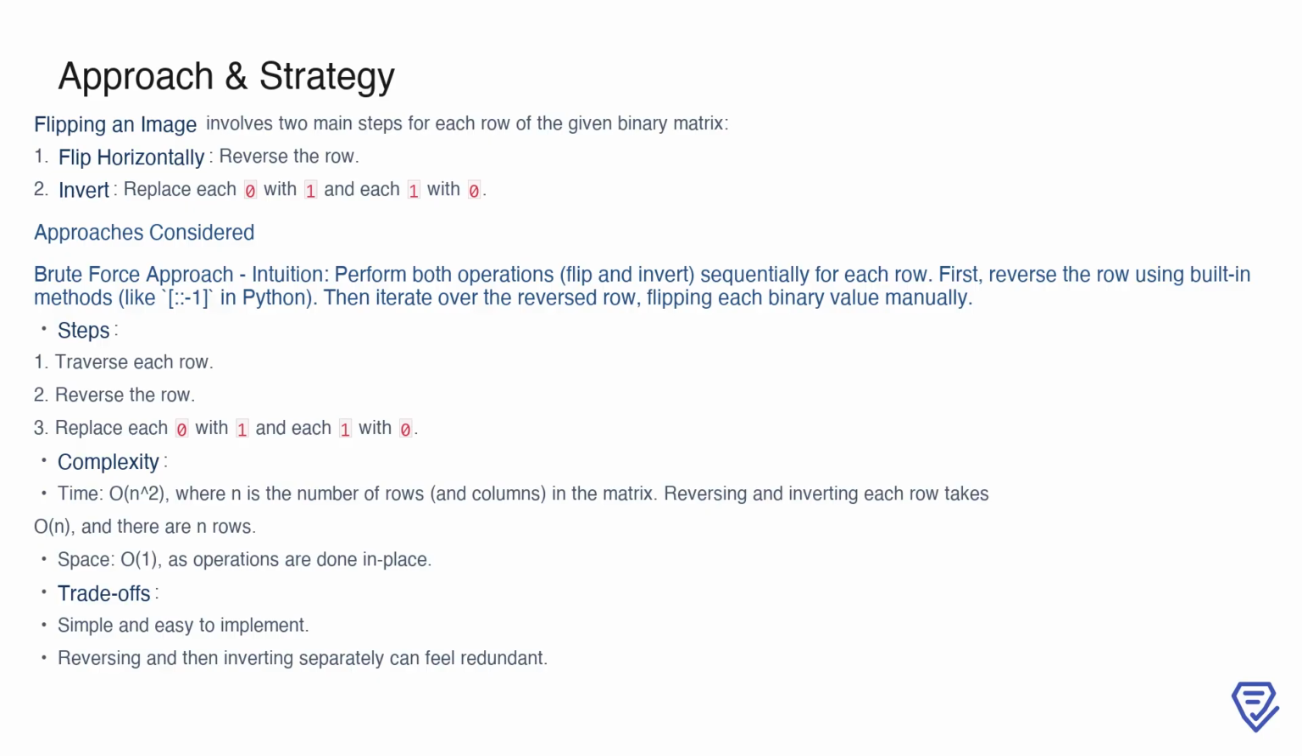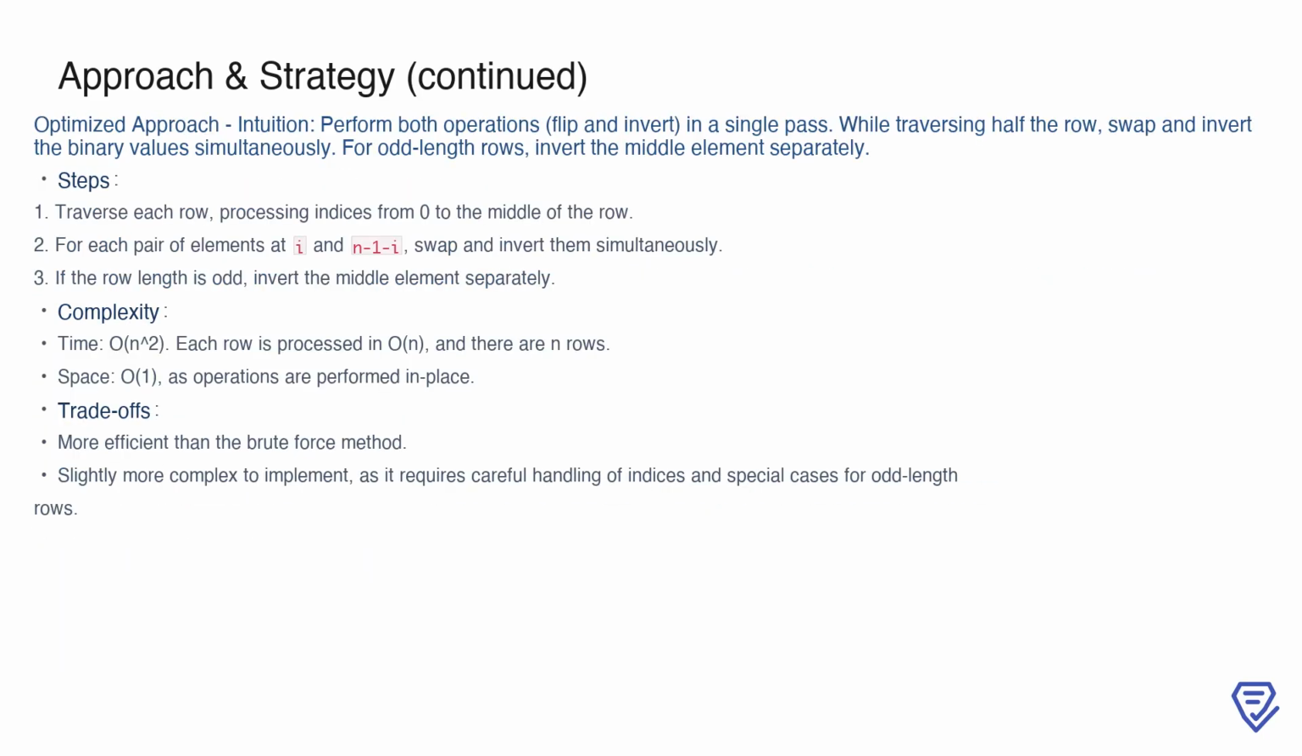A more efficient solution is the optimized approach, which combines flipping and inverting into a single pass through the row. Instead of processing all elements twice, we traverse only half the row, swapping and inverting the corresponding elements at the start and end simultaneously. For example, for elements at index i and n-1-i, we perform the flip by swapping their positions, and we invert them at the same time. If the row has an odd length, the middle element is handled separately by inverting it directly.